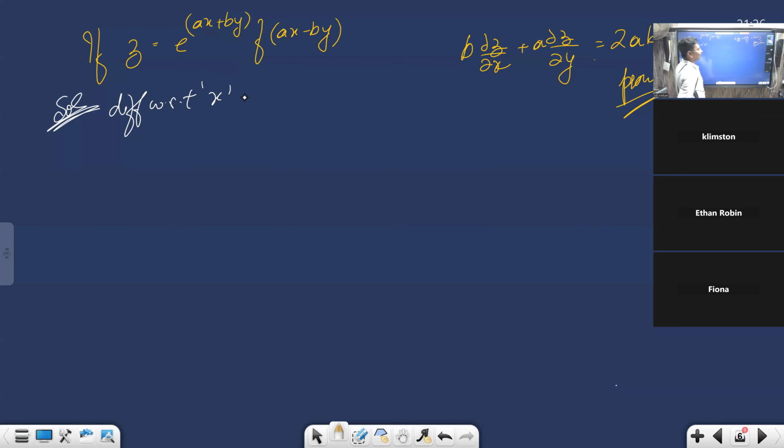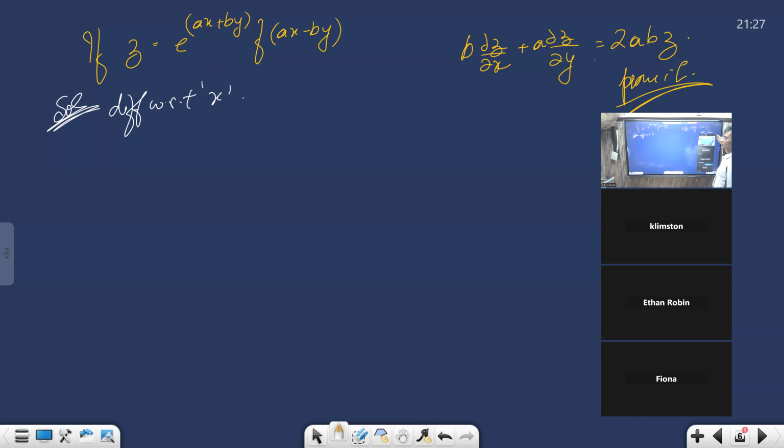So differentiating with respect to x. Now, please try that. I'm sending you the link again. Please try it. Differentiate with respect to x. See the previous class numerical, okay? You will get it.